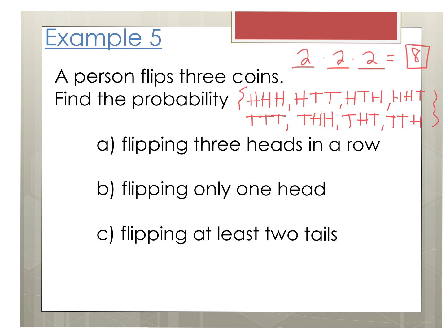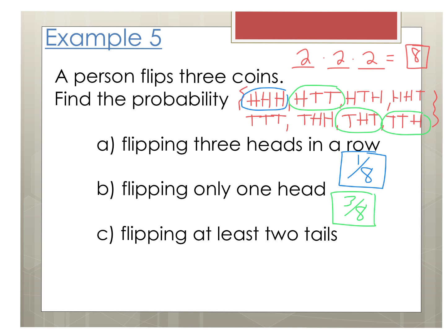And then from that sample space, we can easily answer these probability questions. What's the probability of flipping 3 heads in a row? Well, there's only one scenario, 1 out of 8. That's 3 heads in a row. Flipping only 1 head. If I circle this in green here, here's one with 1 H, here's another one with 1 H, and it looks like we have one more with 1 H. So it looks like we have a 3 out of 8 chance of that happening.